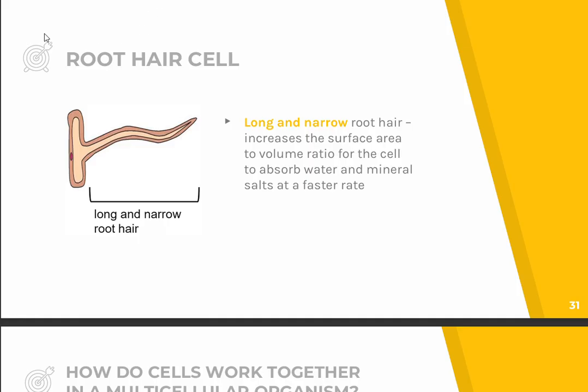Next, an example of a specialized cell from the plants is the root hair cells. These cells are responsible for uptake of water from the roots. So if you talk about the plants, plants absorb water from the roots. These are long and narrow, hair-like structures, which give a large surface area. So a lot of water and minerals are being absorbed from the roots.